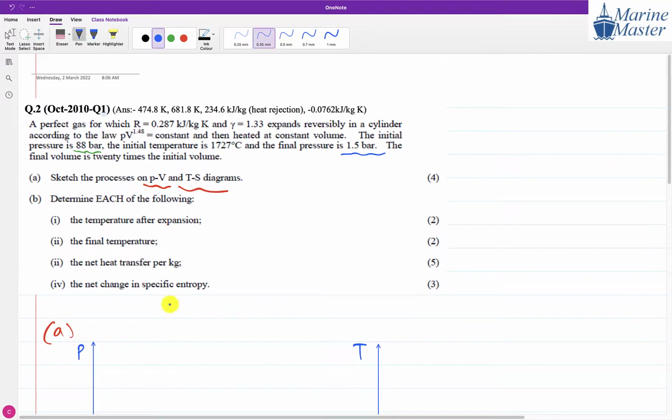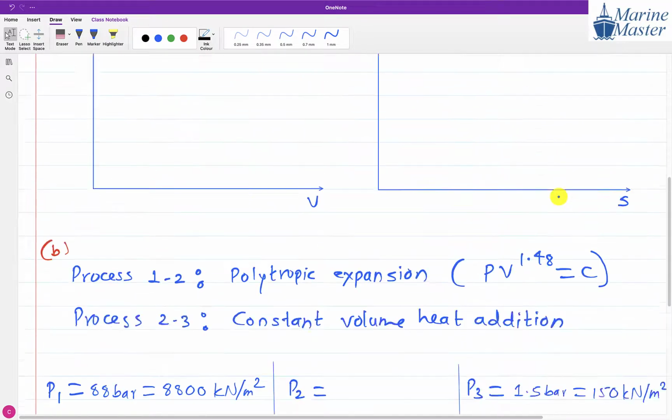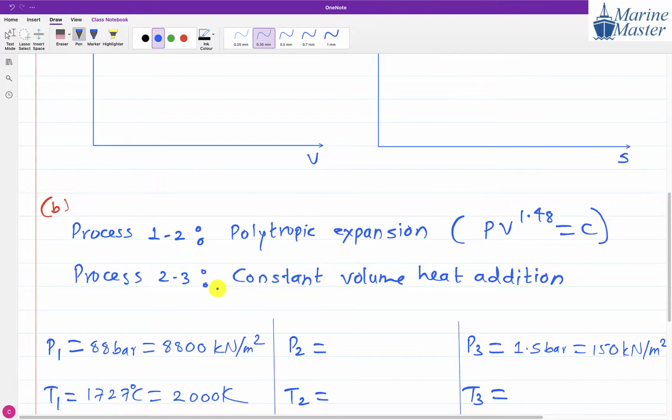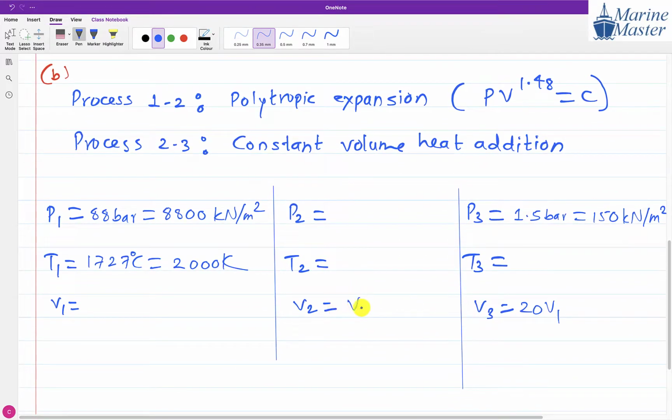After that, the final volume is 20 times the initial volume. What is our initial volume? V1. Final volume is V3. So V3 is 20 times V1. And here remember, process 2 to 3 is constant volume heat addition, which means a constant volume process. So V2 is equal to V3, and V3 is 20 times V1. So can we say V2 is equal to 20 times V1?